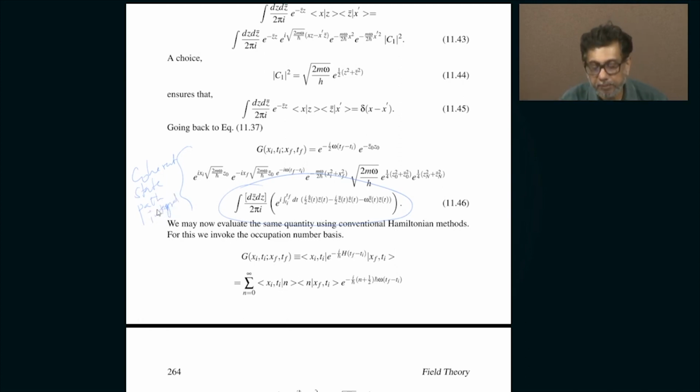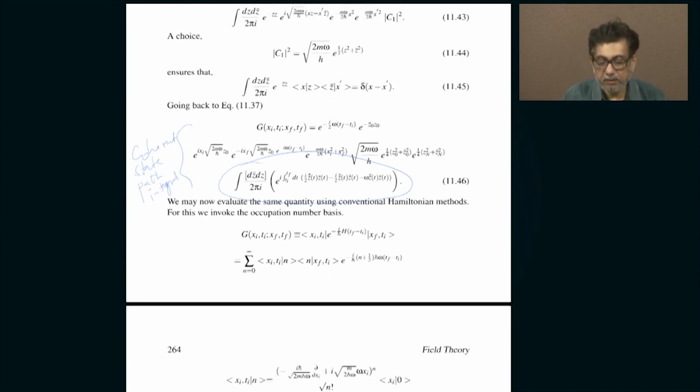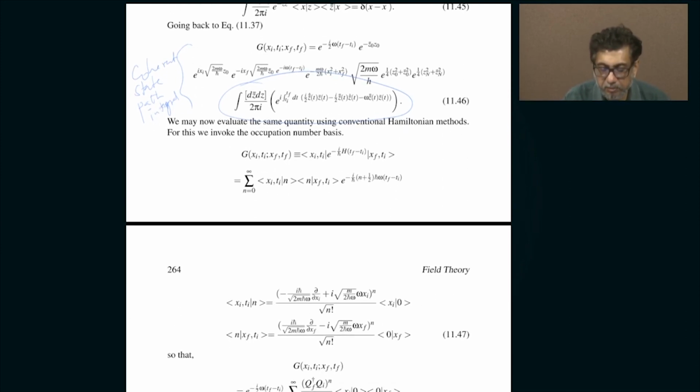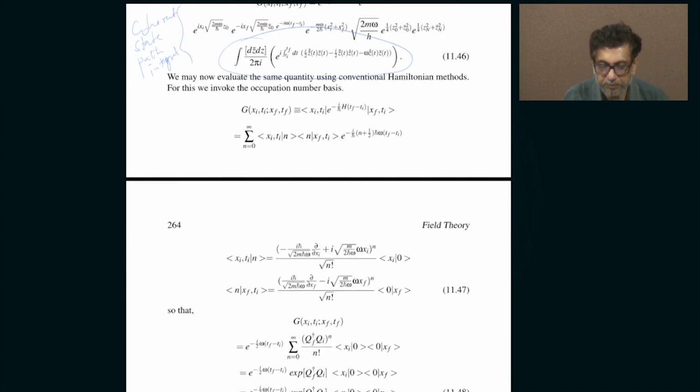This is the coherent state path integral version of the Green's function. But there is also the Hamiltonian approach to calculating the Green's function, if you recall. So this is the traditional Heisenberg picture. Well, in this case it's the Heisenberg picture.